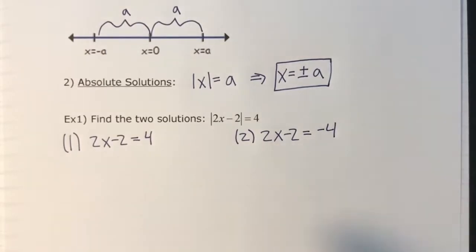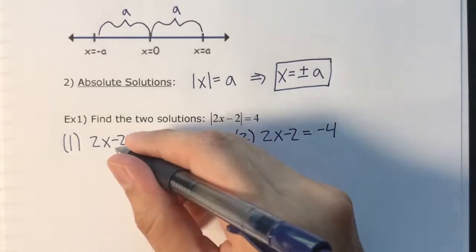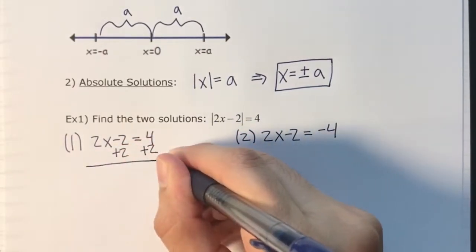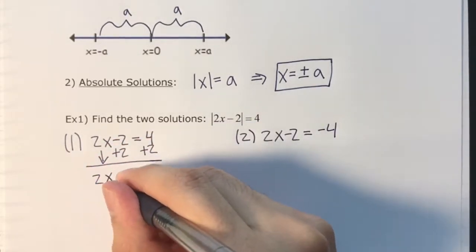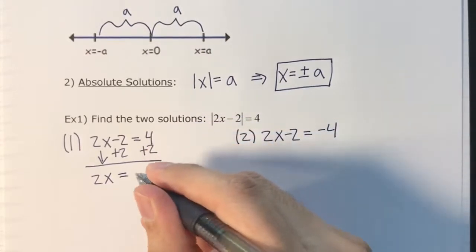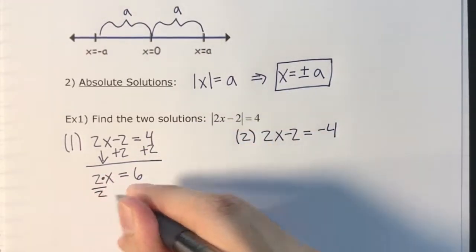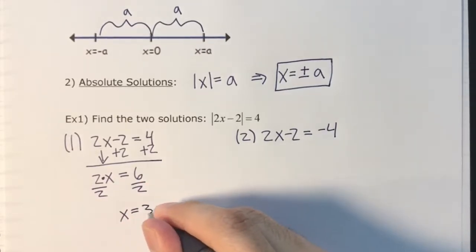Okay? So what do we do here? Do I get rid of the 2 in front of the x, or do I get rid of the negative 2? I always get rid of the negative 2. So I'm going to add 2 to both sides. So it's good to show our work. I'm going to bring down the 2x. It's 4 plus 2, that's 6. How do I get rid of the 2? I'm going to divide. So what is my x? My x is 3.